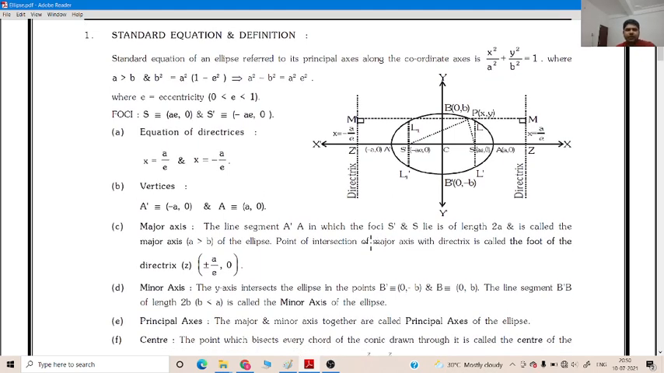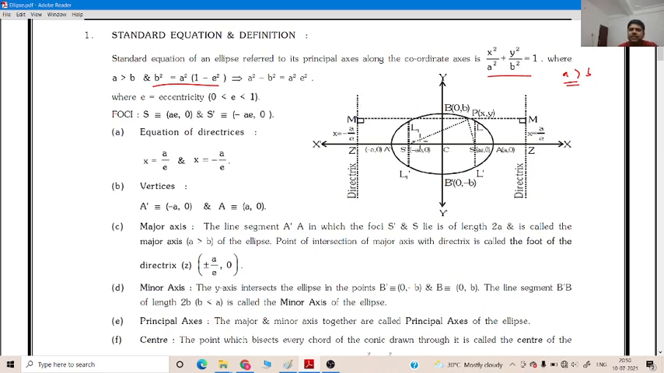The standard equation of an ellipse is x squared by a squared plus y squared by b squared equal to 1. Here a is strictly greater than b. Then you have the relation b squared equals a squared into 1 minus e squared. Ultimately, a squared minus b squared equals a squared e squared. The value of e always lies between 0 and 1.